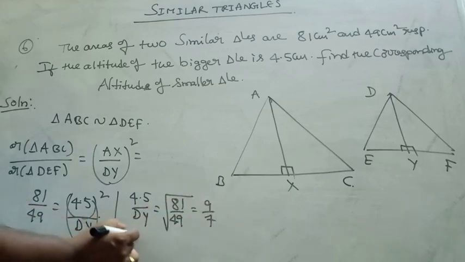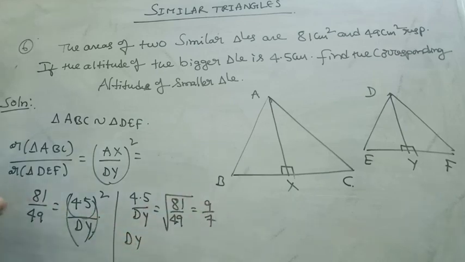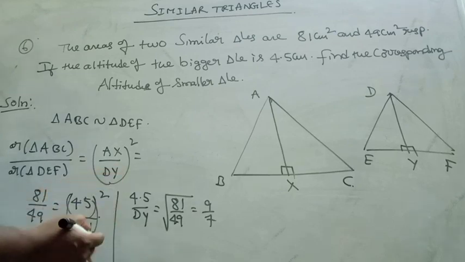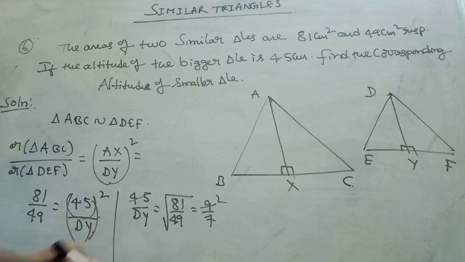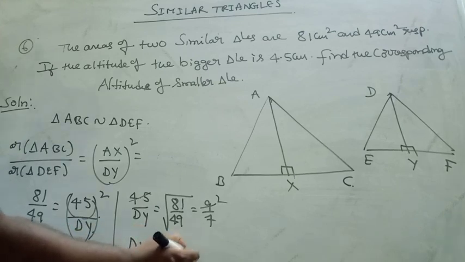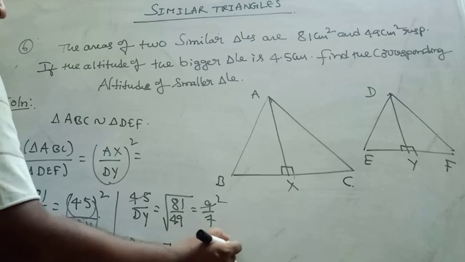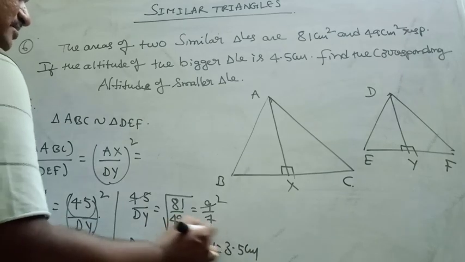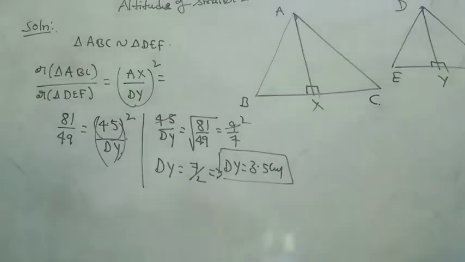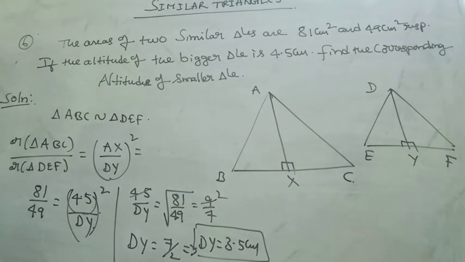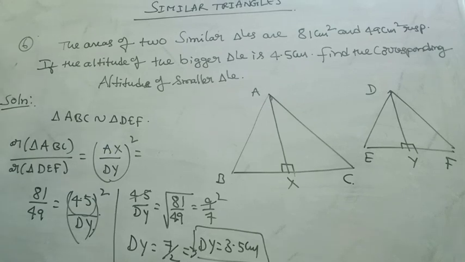Right? Now DY, okay, fine. Now we want, 4.5 ones, 4.5 twos we have here. Now DY is equal to 7 by 2. From this, DY is equal to 3.5 centimeter. DY is equal to 3.5 centimeter. In such a beautiful way we have got this particular problem. My dear students, you please observe.